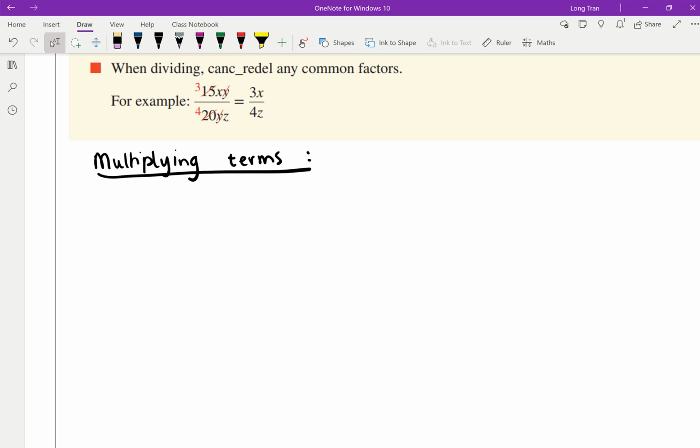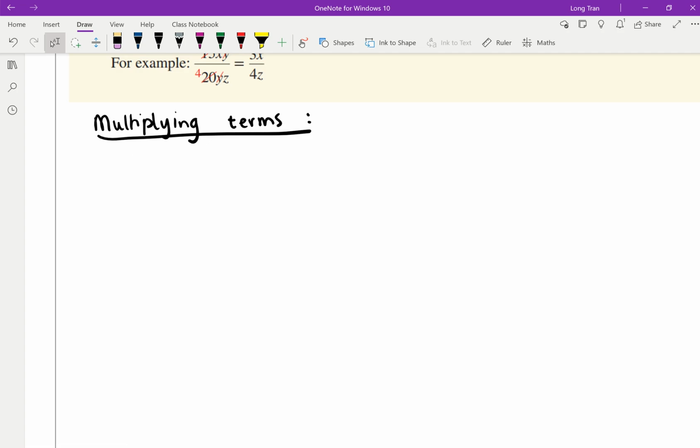On Friday, I will make videos to explain division. Right now, I'm just going to explain multiplying terms. So you learnt the idea of adding and subtracting to simplify an expression. Now, we want to simplify multiplying terms. So here's the difference, and this is where most students confuse between 5C and 5D.